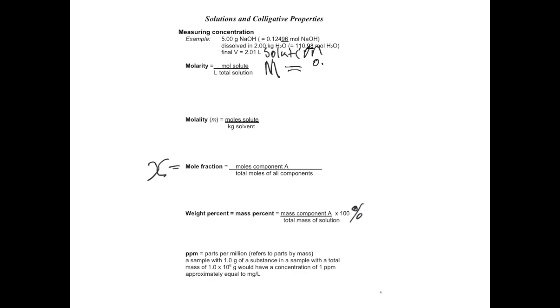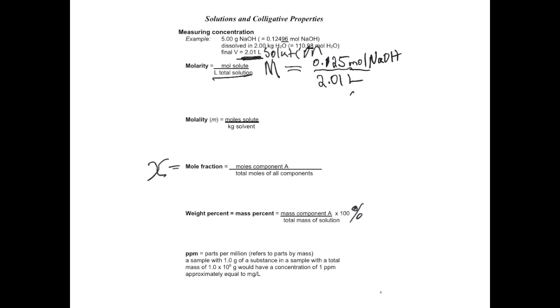You take 0.125 moles of sodium hydroxide, so that's your solute. And then we need liters of total solution, divided by 2.01 liters.